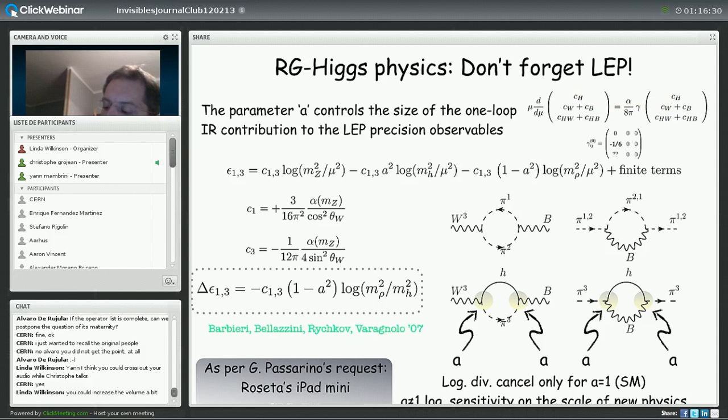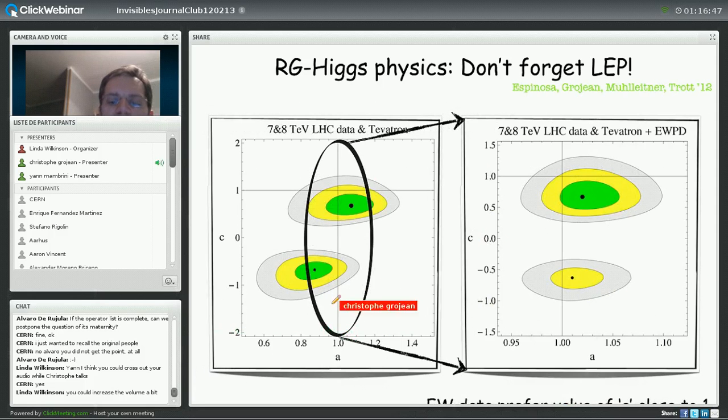So this way, using LEP data, you can basically put some constraint on the deviation of the coupling of the X to the W and the Z. And basically, the way to understand it is to see that explicitly you have a log divergence which is cancelled by additional new state at the scale of new physics. You can use this equation to combine the LHC data together with the LEP data to see exactly how the fit of the coupling is changing, and the effects are quite dramatic.